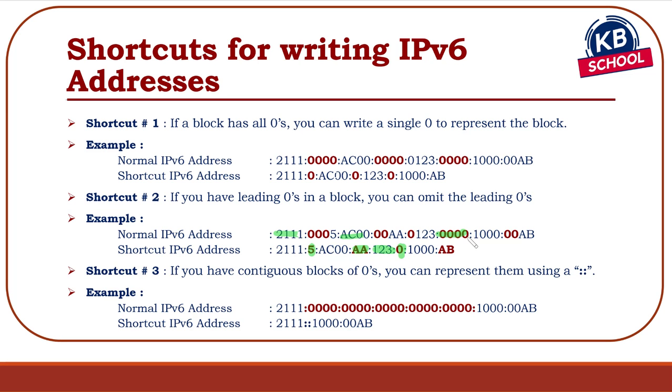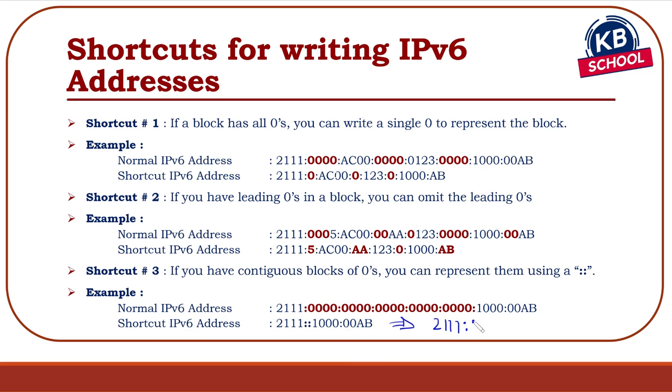A complete block of 0, that's here. 0000, 1000, AB, eliminate the leading zeros. So that's another example of that. I think I've done enough examples of that. And the last one: if you have a contiguous block of zeros, you can represent it by using a double colon. 2111, 1, 2, 3, 4, 5 blocks, and then I have 1000 AB. So actually in this example, if I really want a full shortcut, I could have written it like this.